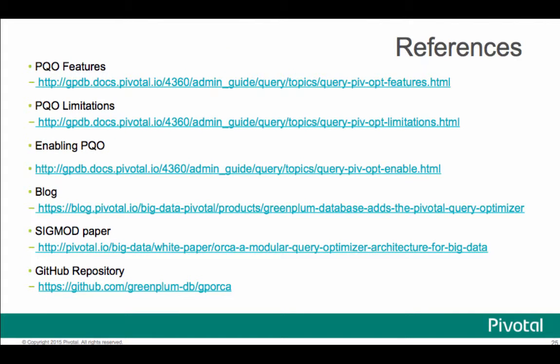Finally, a few references. The top three are from the GPDB documentation site, and you can go over the features, limitations, and how to enable PQO, and those are always very up to date. There's a great blog about the addition of the pivotal query optimizer, and this presentation was taken heavily from that. You can download the SIGMOD paper, and also in the GitHub repository for GPORCA, you can actually get the source code for PQO.